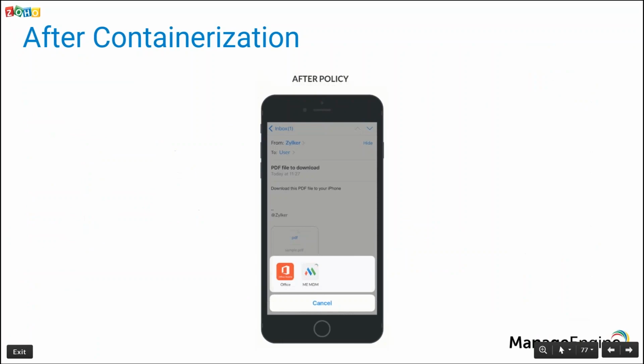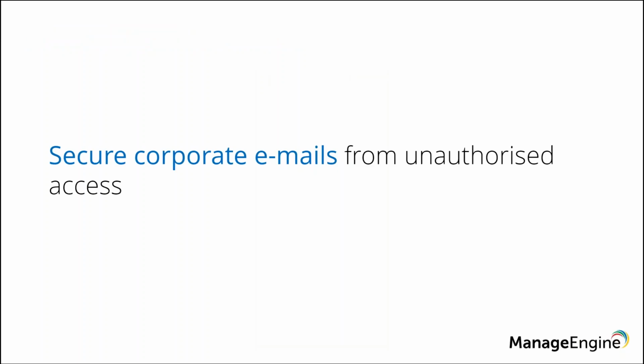And once that is done, and once that profile has been applied to the device, you can see that when you try to access a particular, say, attachment that is present in your email services, it can now only be opened by, say, the Office 365 application or the MDM app, both of which are considered corporate applications as they are distributed through the MDM solution itself. So this is how we make sure that your corporate app data stays within the corporate sphere itself and does not get leaked to any other personal applications.